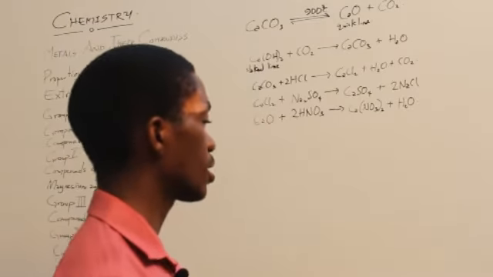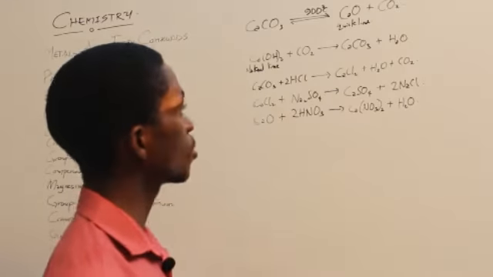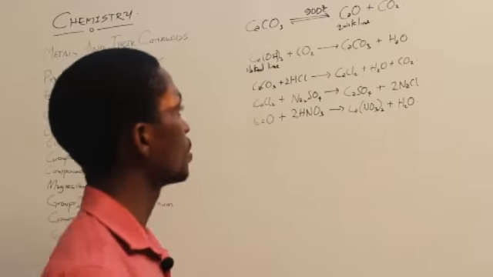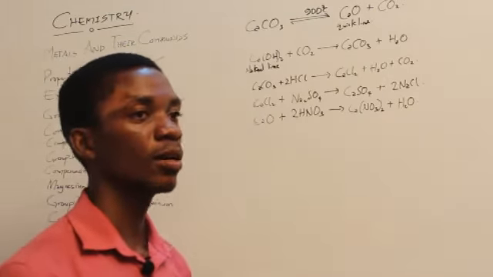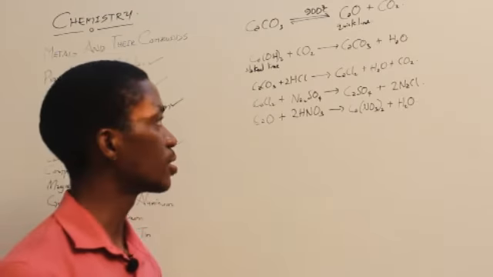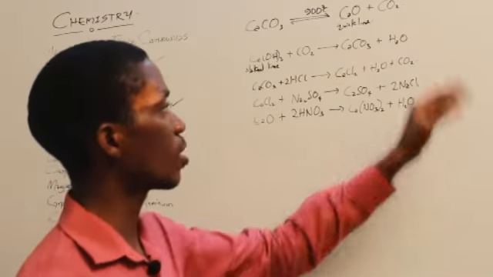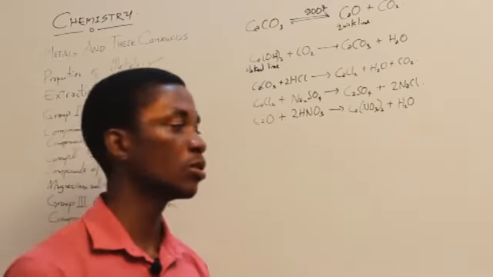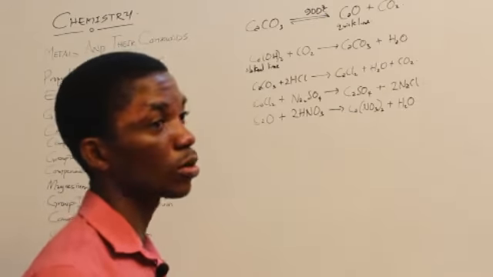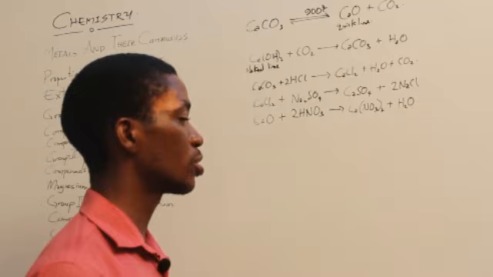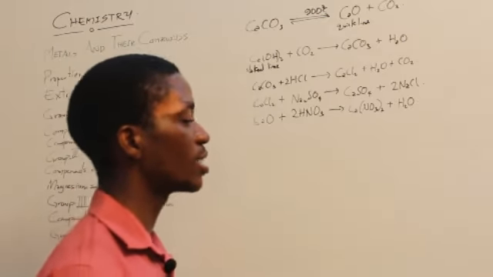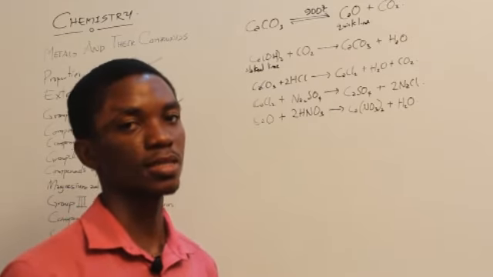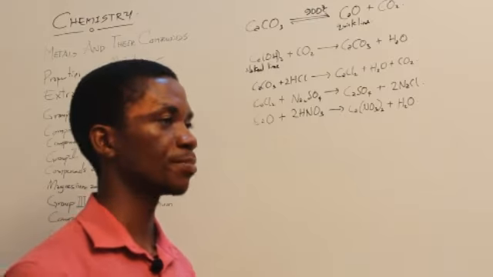Okay, let's look at calcium chloride. Calcium chloride can be produced by reacting limestone with hydrochloric acid. When the reaction occurs, it will liberate carbon dioxide as a waste product, and produce water and calcium chloride. Calcium chloride is soluble in water, and it is used as a drying agent. It is used for drying most gases, except for ammonia.